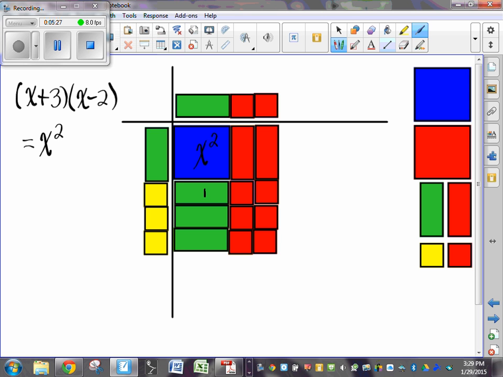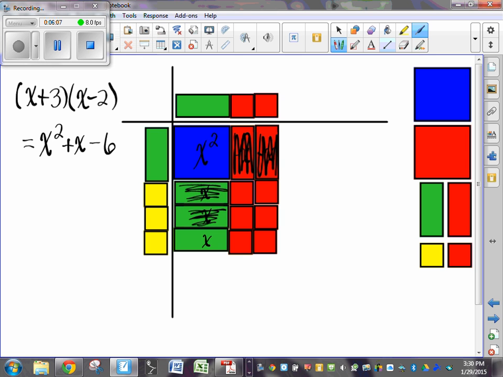And then I have plus x. So there's a positive x, another one, that's 3x. And then I have minus 2x. Think about your zero pairs here. I can get rid of one of these with one of these. There's a zero pair. I can do the same thing again right here. What I have left is 1x, so that's plus x. And then I have minus 6. So that means x plus 3 times x minus 2 is equal to x squared plus x minus 6.